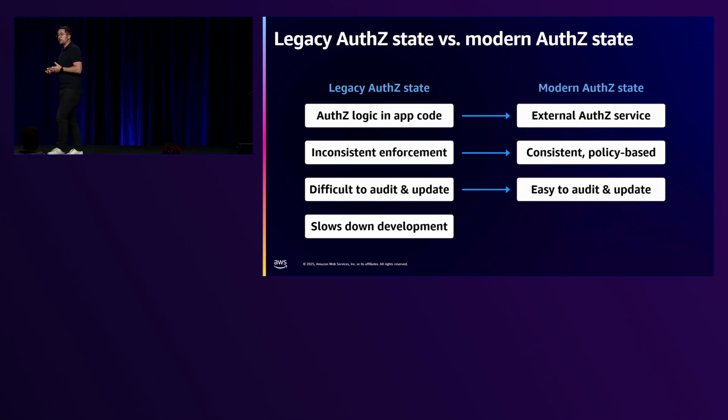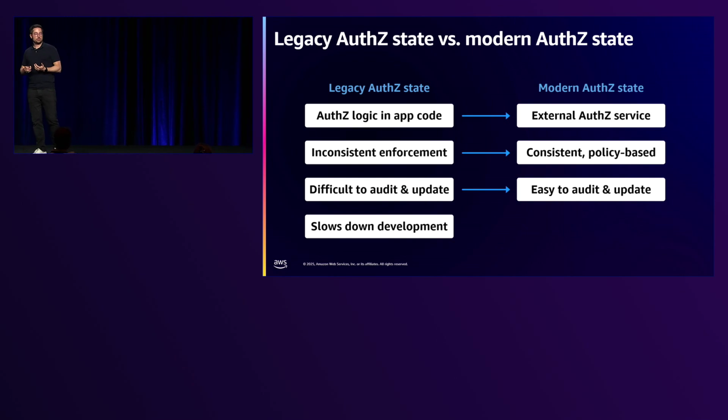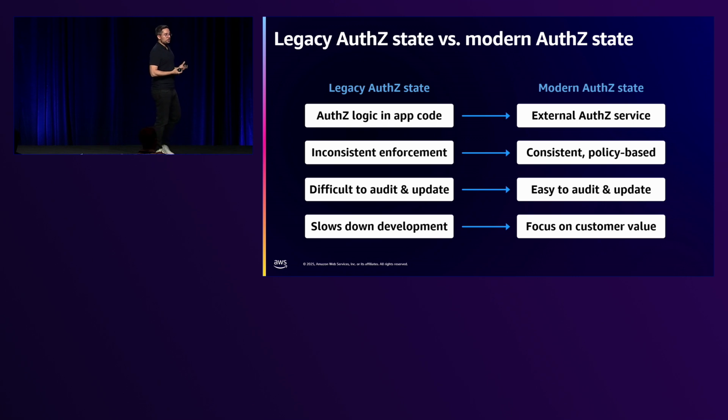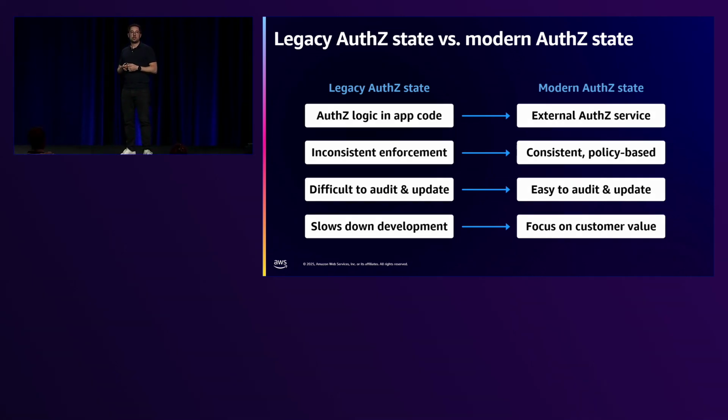It now becomes easy to audit and update. If you want to update your access control decisions, you would just have to go into your policy store and update the policies rather than update your application. It also becomes easier to audit because every decision is sent to verified permissions. The decisions are logged in CloudTrail, and you can analyze those logs and get more information out of this centralized repository. And more importantly, developers can now focus on customer value and creating features rather than thinking about the access control logic that they have baked into their application.